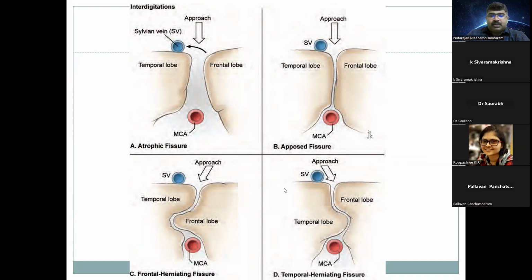Okay. So these are the various types of Sylvian fissure: the atrophic Sylvian fissure, the opposing Sylvian fissure, the frontal herniating Sylvian fissure, and the temporal herniating Sylvian fissure.